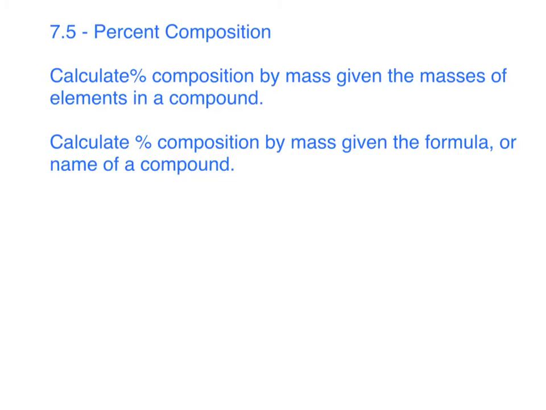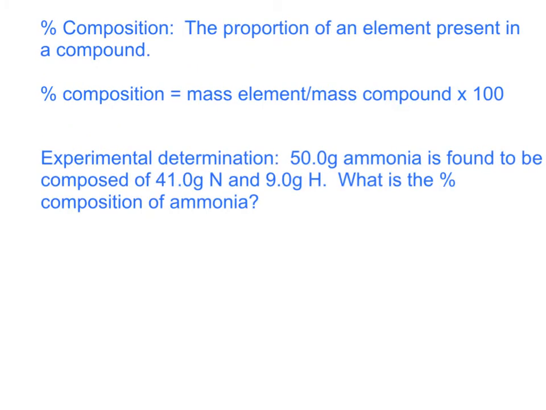Let's get started. Alright, the percent composition, the definition of this is the proportion of an element present in a compound. So mathematically, you're all familiar with percentages, but you would take the mass of the element in the compound divided by the total mass of the compound, and then you multiply by 100 to make the decimal into a percent. Alright, and the first example we have here is actually an experimental determination.